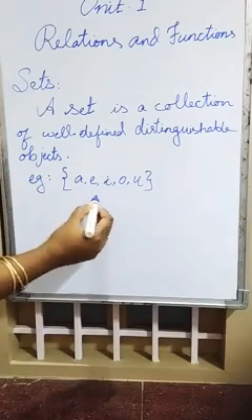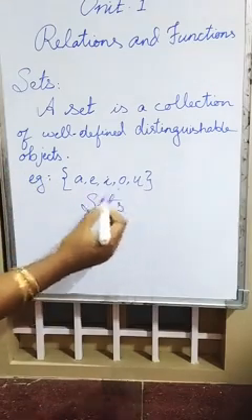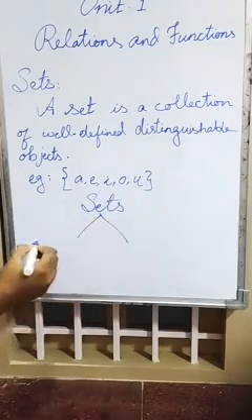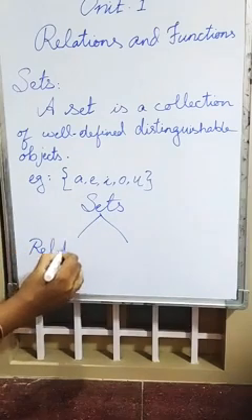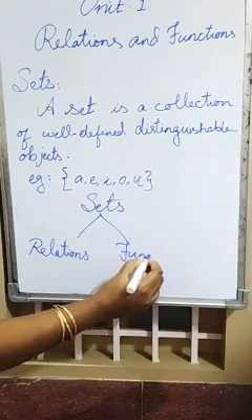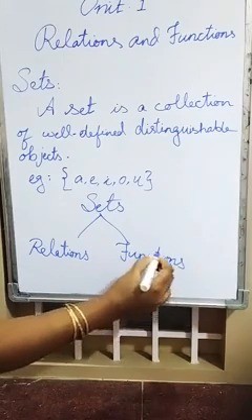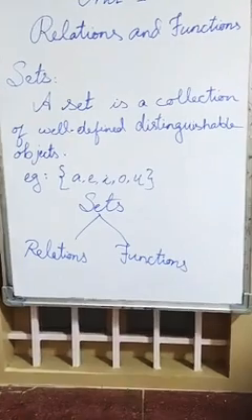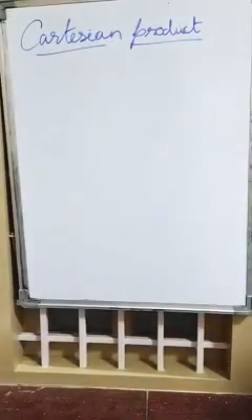Next, sets have two forms. One is relations, another one is functions. This we will say afterwards. Cartesian product.